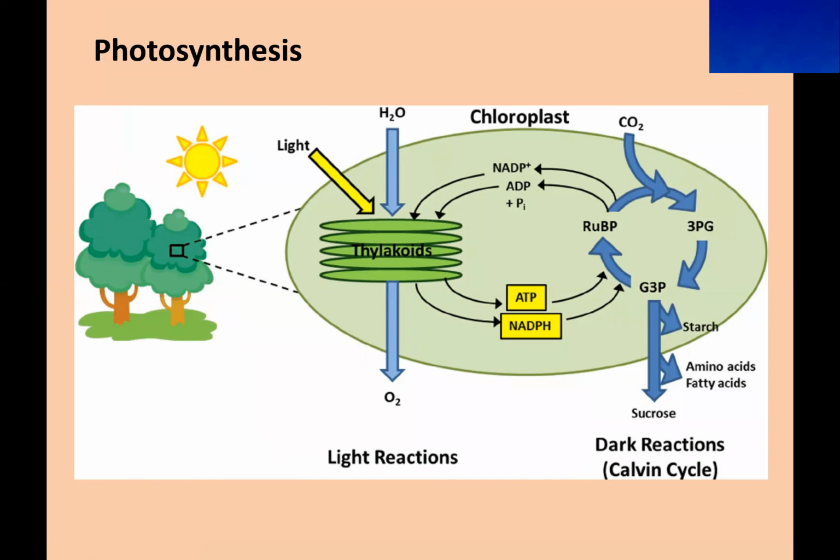This is just a summary to remind you that there's two sets of reactions, the light reactions and the dark reactions. ATP is made by the light reactions to power the Calvin cycle. So that's the purpose of the light reactions. Again, you see a byproduct of oxygen, and then here's our most important end product.